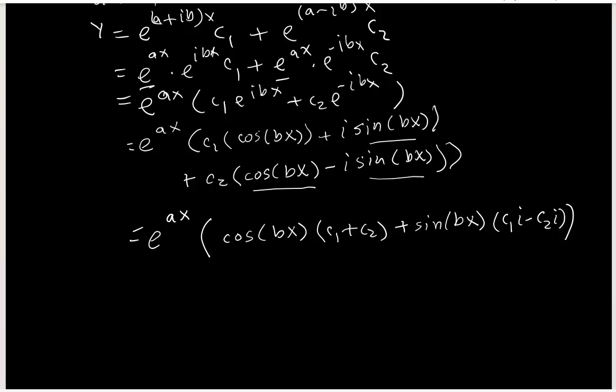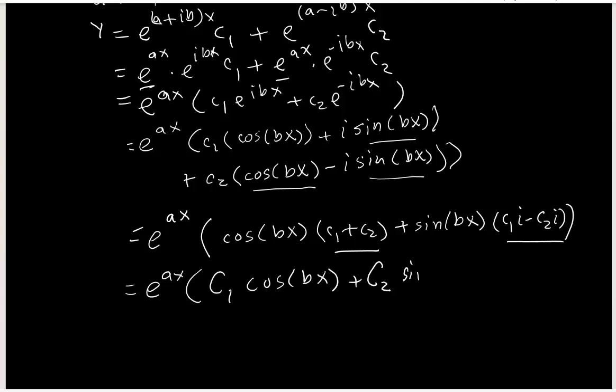All right. So as you see here now, it is a very simple idea that c1 plus c2 you can call a new constant. Call it c1, cosine bx plus this one here c1i minus c2i. This will be another new complex number, call it c2, and then you have sine bx.